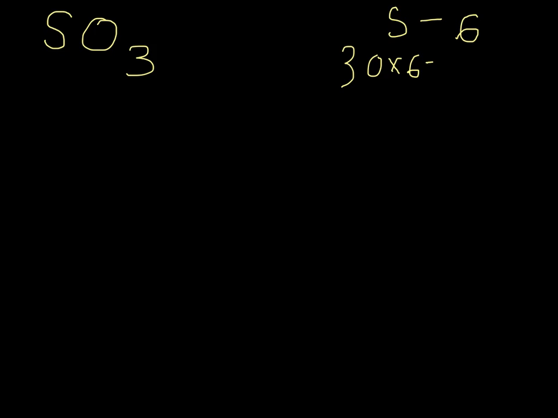Let's take a look at sulfur trioxide. Sulfur is in group 6A, so it has 6 valence electrons. We have 3 oxygens. Oxygen's in group 6A, so each of them has 6 valence electrons. 6 times 3 is 18. 18 plus 6 is 24. So that's our building fund. We have 1 girl in the bar and 3 guys.